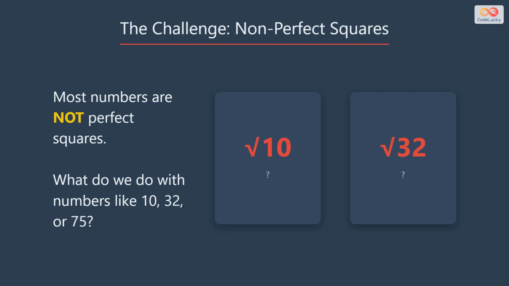But what happens when we encounter a number like 10 or 32? These are not perfect squares. Their square roots are irrational numbers, meaning they are decimals that go on forever without repeating. We cannot find their exact value easily, but we can estimate their location.